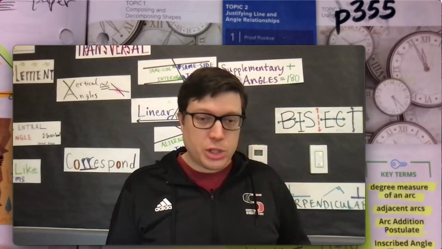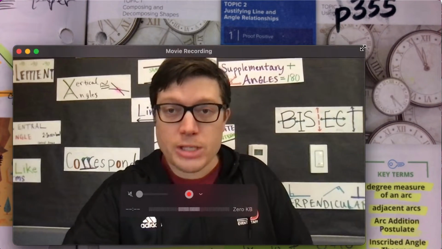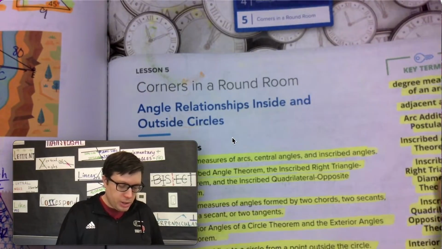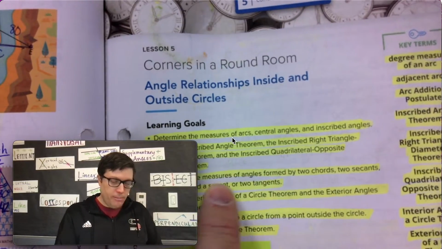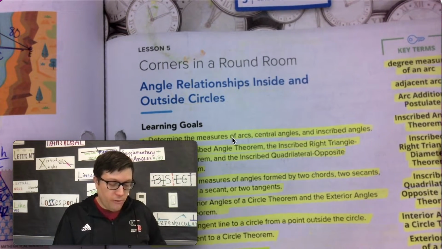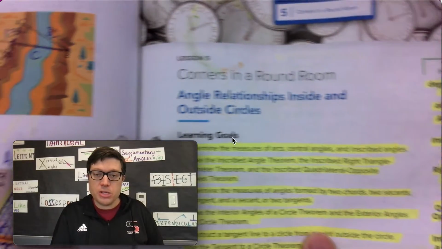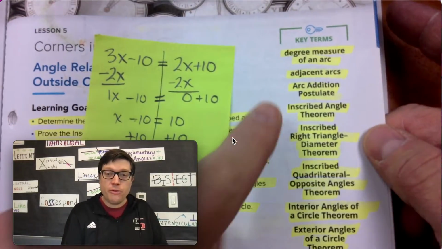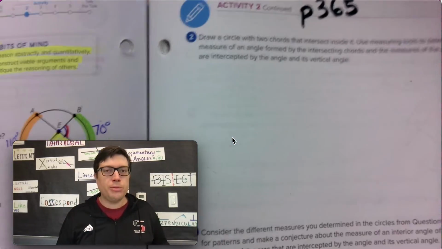If you go back and look at page 355, our work today is directly related to the learning goal that we're going to determine the measures of angles formed by two chords, two secants. And we're going to therefore prove the interior angles of a circle theorem and then continue on our journey. We are probably going to need to use our vocab word. So if you haven't yet made a vocab word note card, please do so.